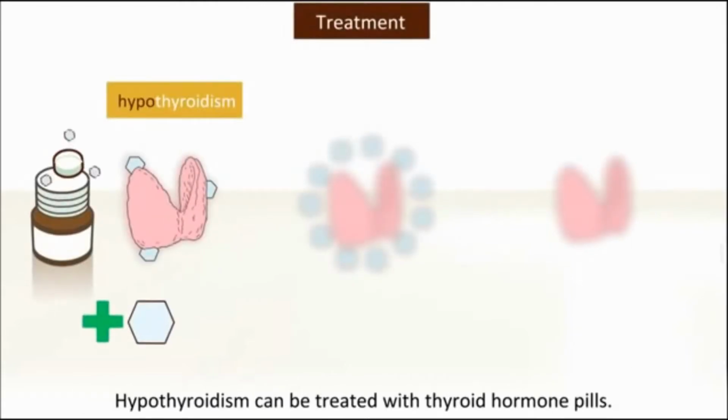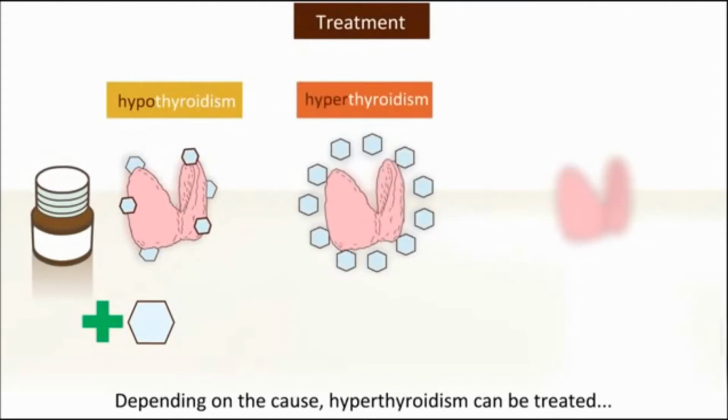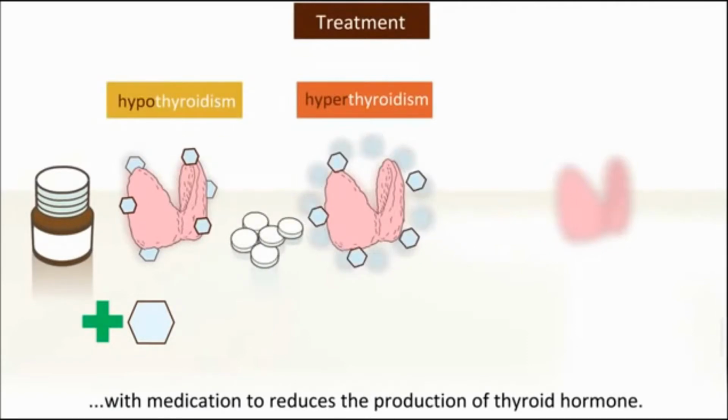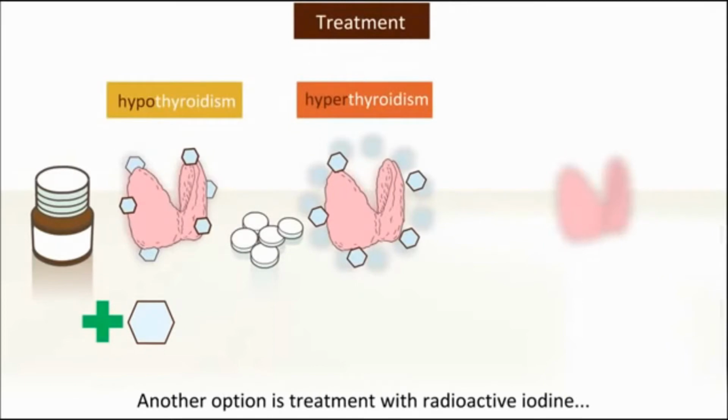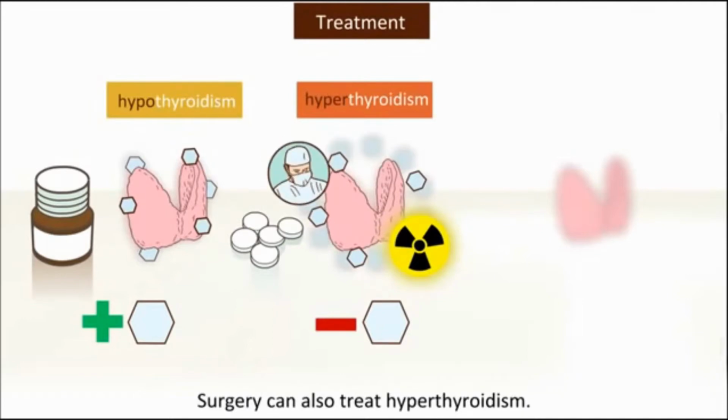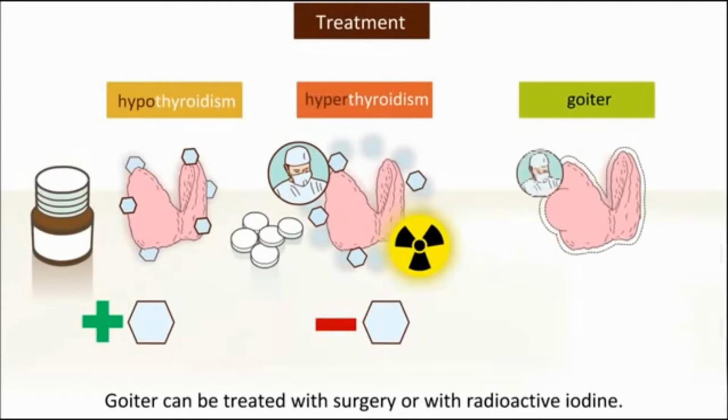Hypothyroidism can be treated with thyroid hormone pills. Depending on the cause, hyperthyroidism can be treated with medication to reduce the production of thyroid hormone. Another option is treatment with radioactive iodine to stop the function of thyroid cells. Surgery can also treat hyperthyroidism. Goitre can be treated with surgery or with radioactive iodine.